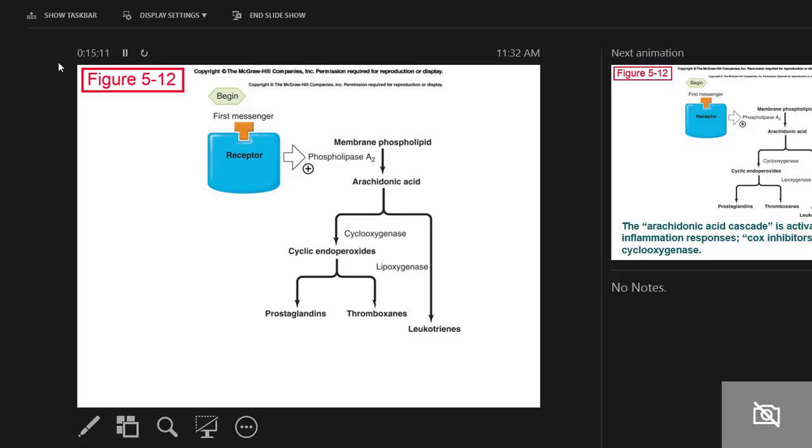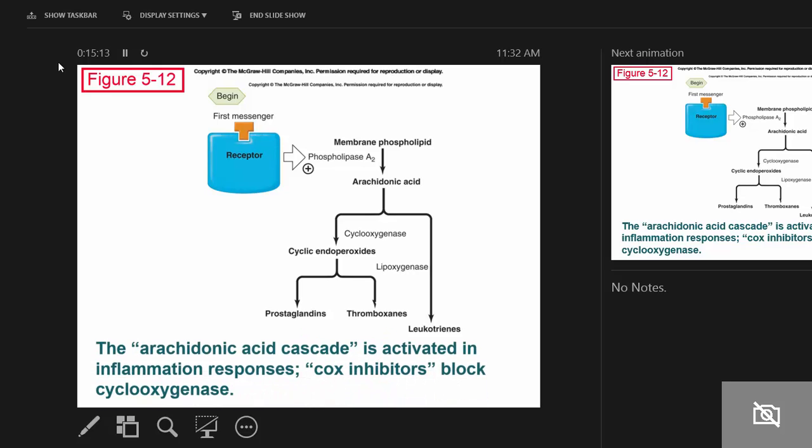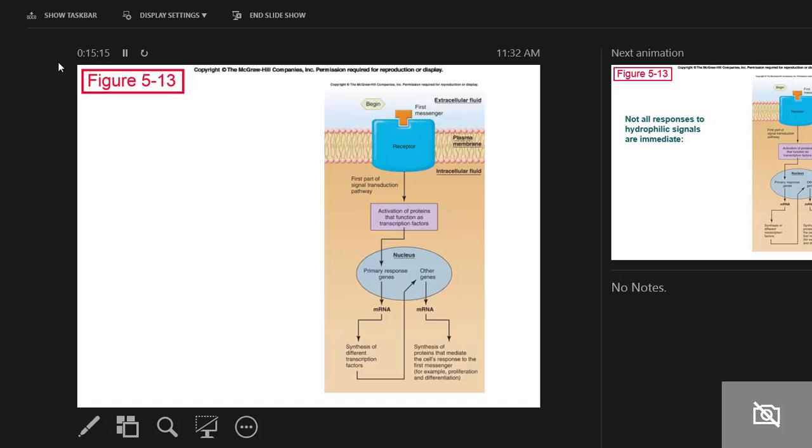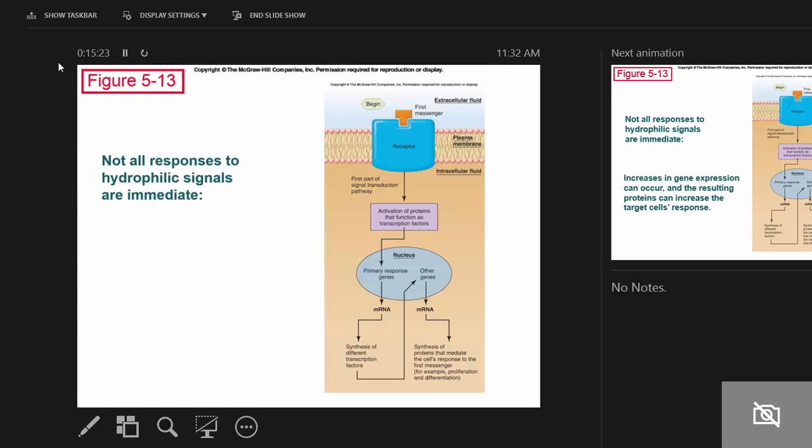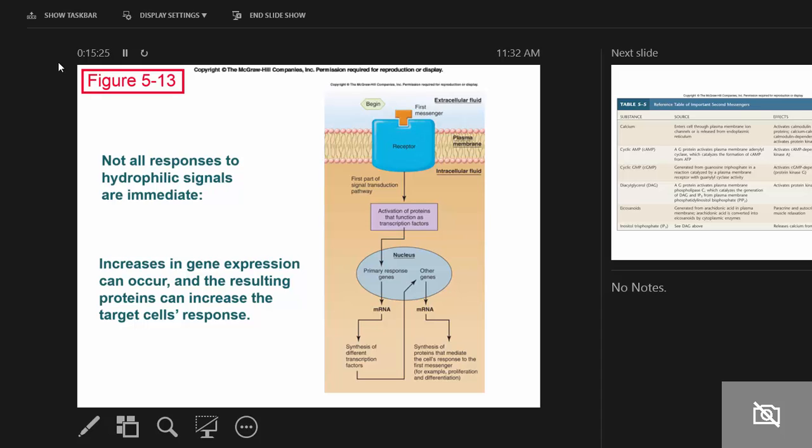Questions on that? Again, just another response. You can just read through this. This is just highlighting all this stuff we're really talking about. So you should know the basic receptors. So this is important. Not all responses to hydrophilic signals are immediate. Increase in gene expression can occur, and the resulting proteins can increase the target's response.